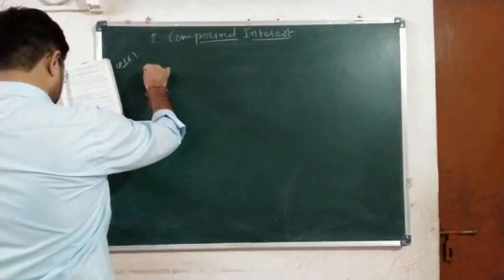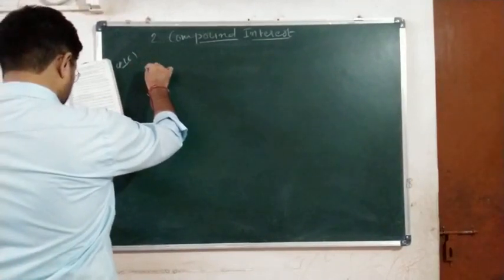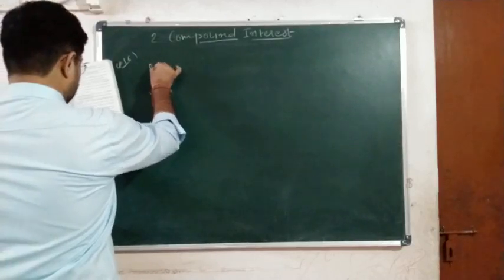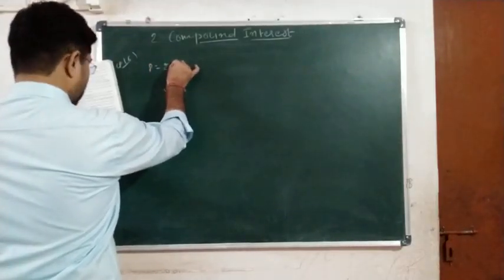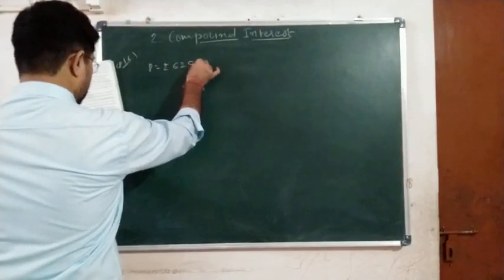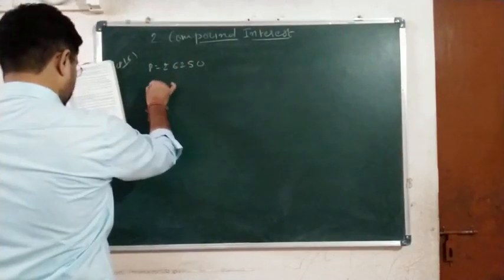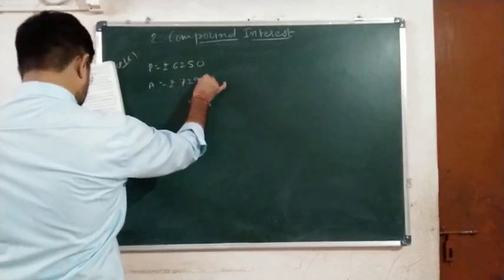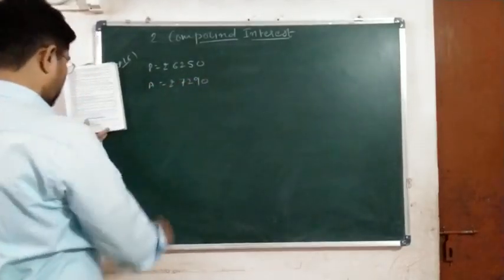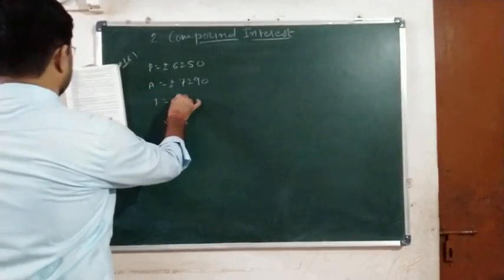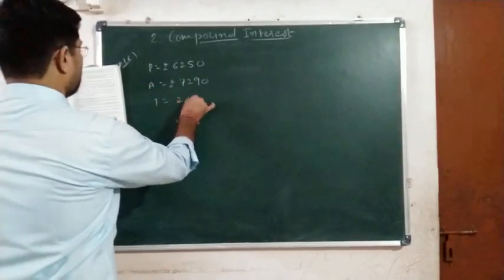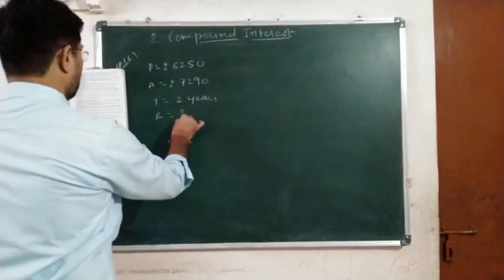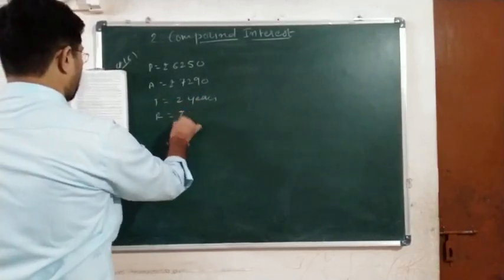At what rate percent per annum compound interest will rupees 6250 amount to rupees 7,290? Here, principal and amount, two things are given. Principal is rupees 6,250 and amount is rupees 7,290. We have to find the rate percent. Time is 2 years.